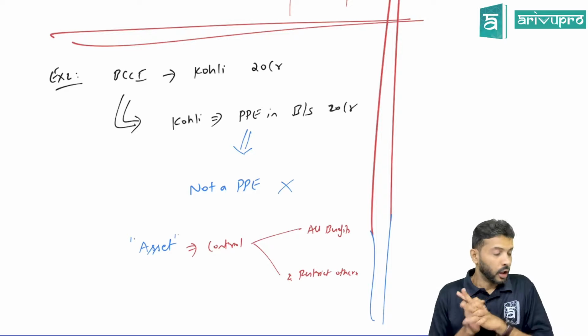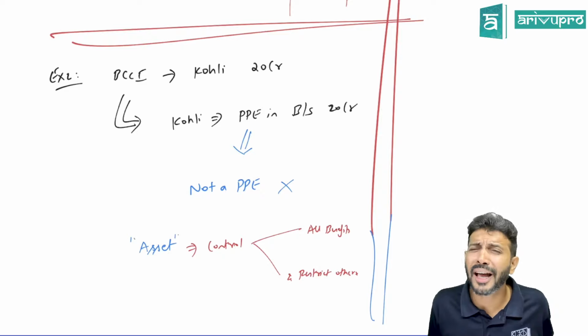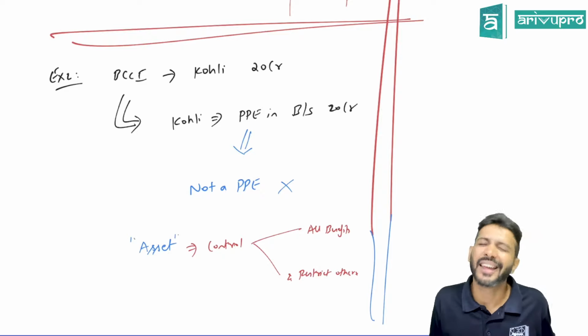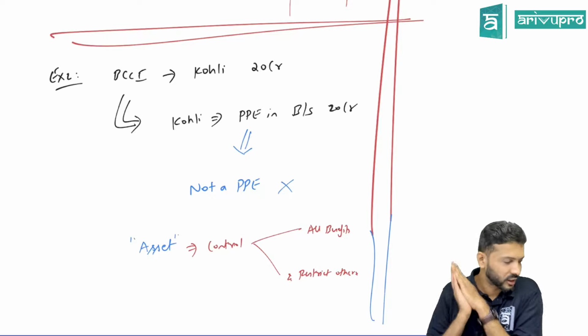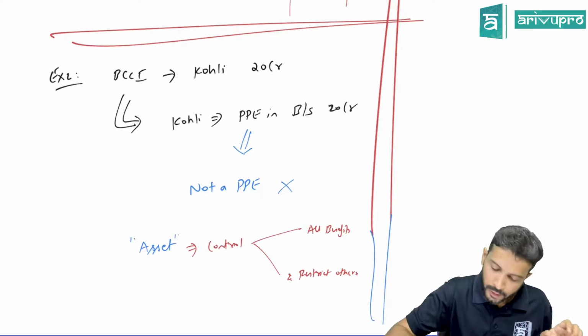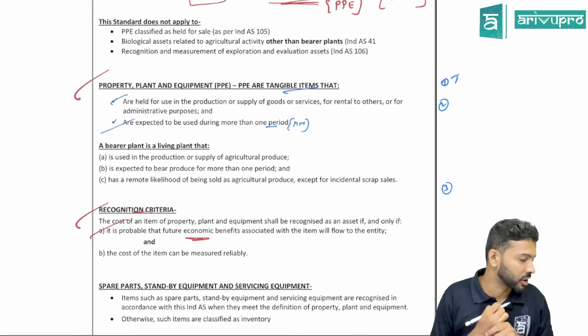Yes. Okay. Now, if human beings are not assets, sir, what about plants, animals and all, sir? Yes, they can be your property, plant and equipment. We'll come to that. You're thinking on the right lines, but we will come to that. Now we have covered only two things: one is the definition and another one is the recognition criteria.